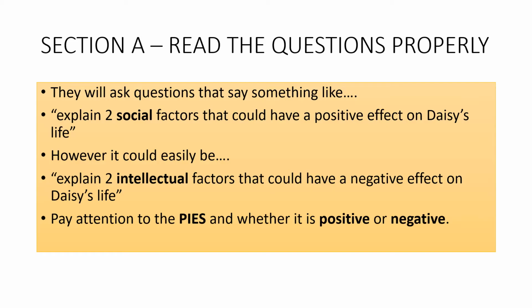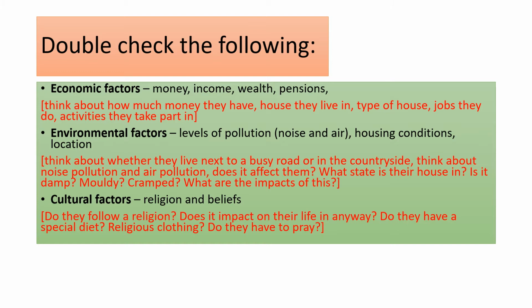It could easily have been also explain two intellectual factors that could have a negative effect on Daisy's life. Look for the positives and the negatives as well. Pay attention to the command words and whether it is positive or negative. In the first part of the paper, lots of students get confused with economic, environmental and cultural factors, mainly economic and environmental. So double check you know the following.